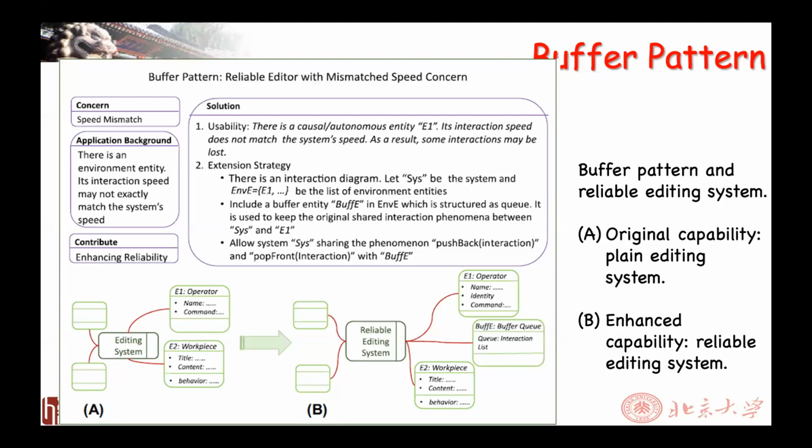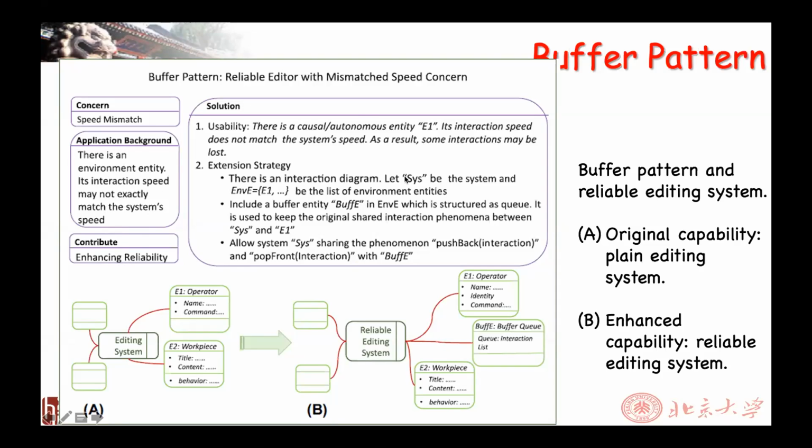So that the function cannot get the correct function. So that is the issue. So the application background is there is an environment entity whose interaction speed may not exactly match the system's speed. So that is the application background. And the contribution of this pattern is to enhance the reliability of the system.